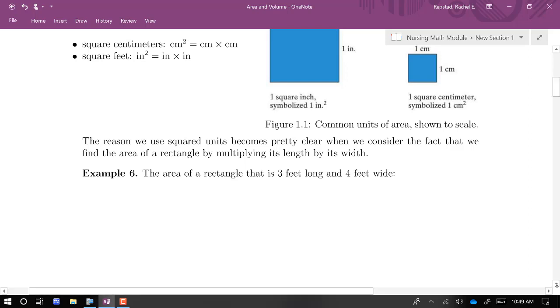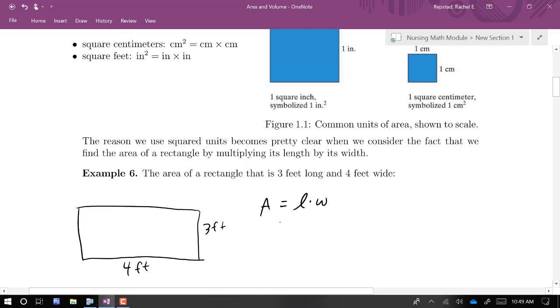When we find the area of a rectangle, we simply multiply length times width. So if we have a rectangle that is 3 feet long and 4 feet wide, then the way that we find that area is we multiply length times width. So we have 3 feet times 4 feet. And so we have 3 times 4, which is 12, and then feet times feet.